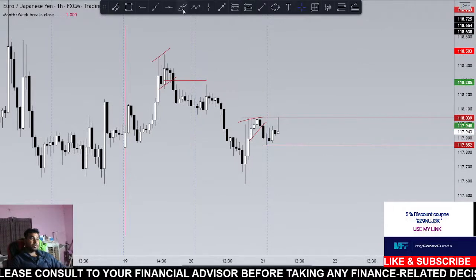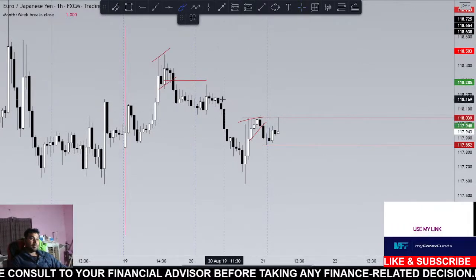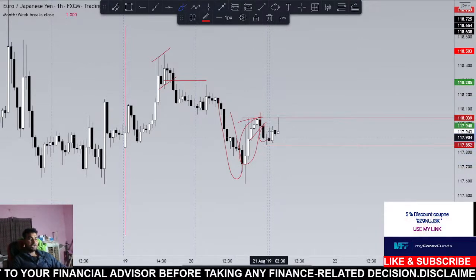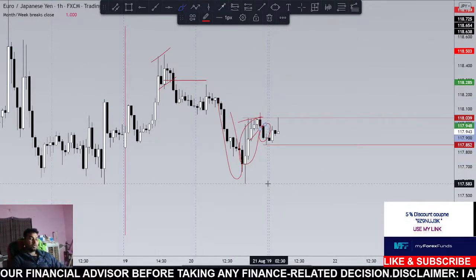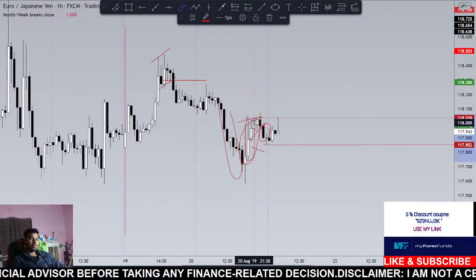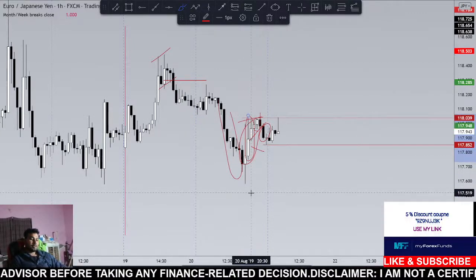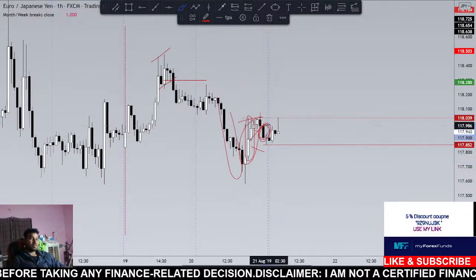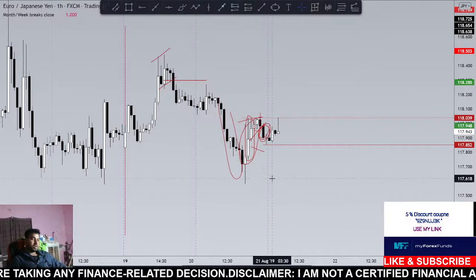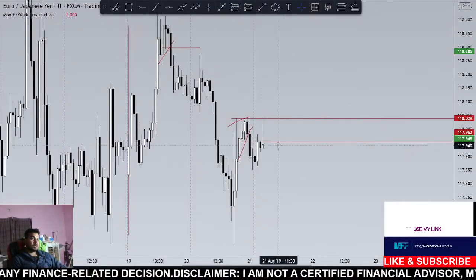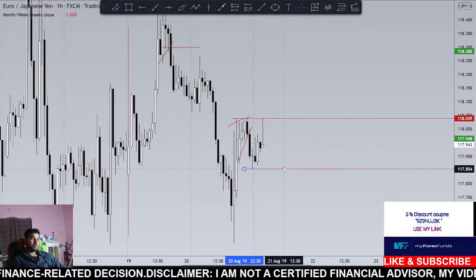Why? Because the previous price action is completely a mess. It is clearly showing the volatility, and this is not a sufficient impulsive move. If you look at these candles, look at the height of these candles. Look how big these candles are, and this one is just small. So this is not an impulsive candle. That is why I did not place any entry at this area.